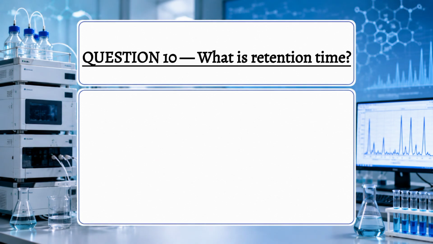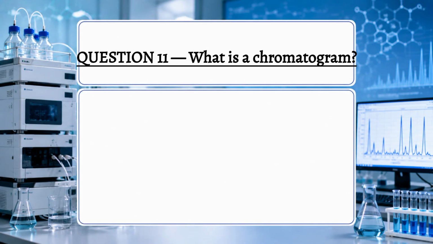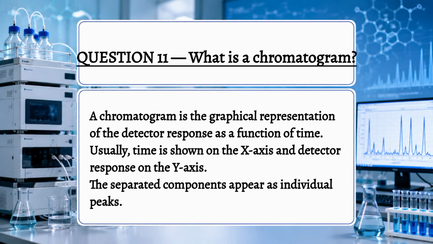Question 10. What is retention time? Retention time is the time from injection until the maximum of a particular chromatographic peak reaches the detector. Retention time can help identify a compound by comparing its value with that of a reference standard under the same chromatographic conditions.